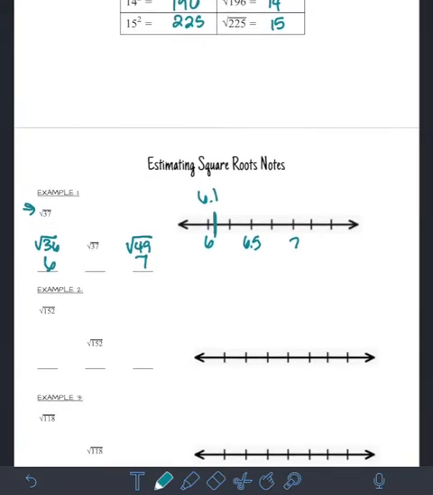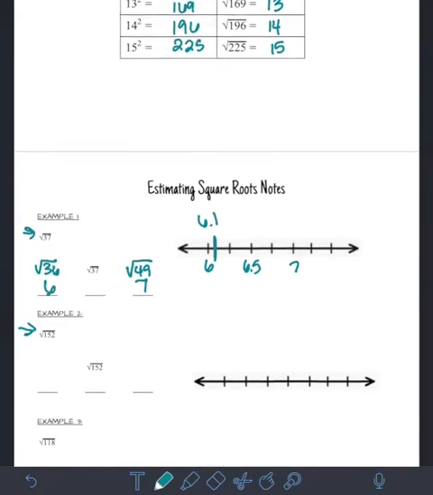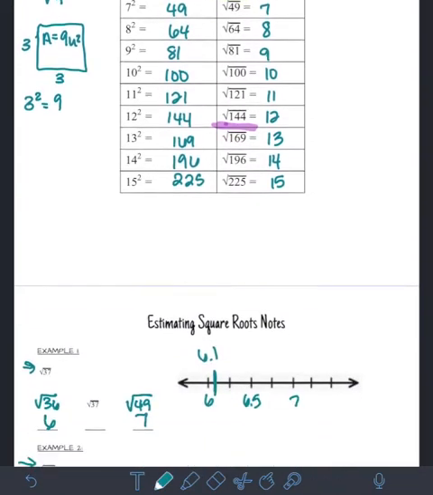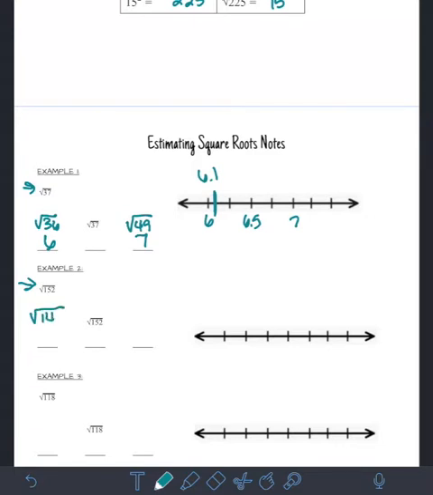The next one we're going to look at is the square root of 152. So I'm going to go back up to my perfect squares chart and say, okay, where does 152 fall in between? It falls in between 144 and 169. So I know that it is going to fall between the square root of 144 and the square root of 169, meaning that it is going to fall in between the whole numbers of 12 and 13. So if I have 12, 12.5, and I have 13.